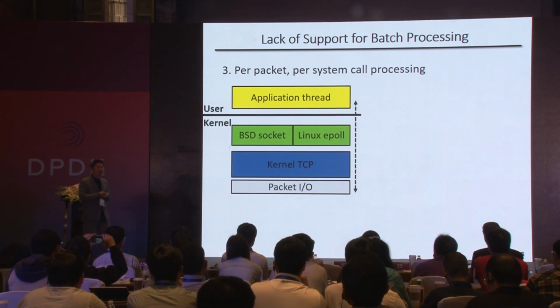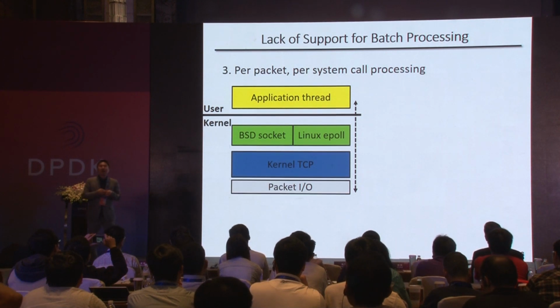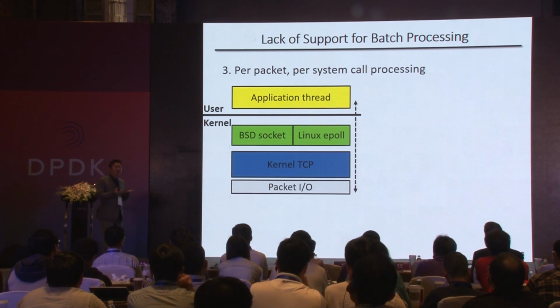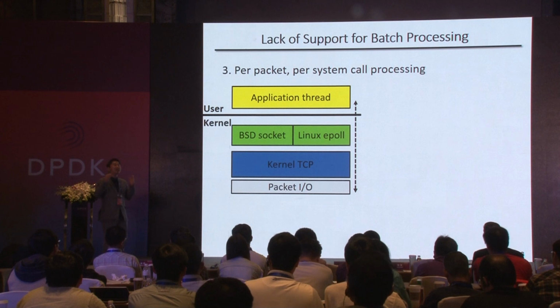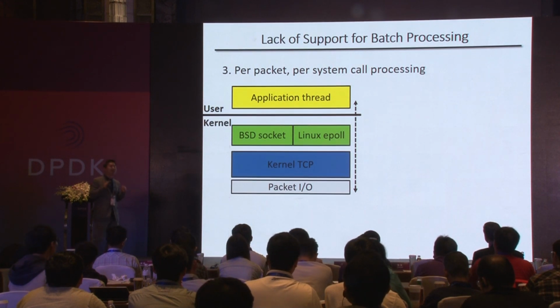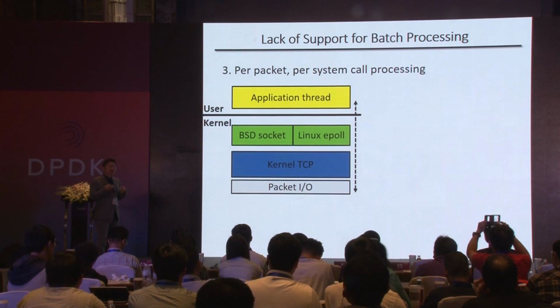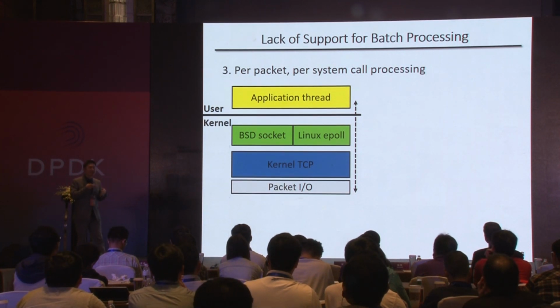The third problem is that the existing kernel does not support batch processing. Actually, it doesn't really matter if you're dealing with large content. If you are calling read and write for 64 kilobyte content, it's not a big problem. But when you're dealing with 64-byte content, frequently calling the system calls could be a bottleneck.